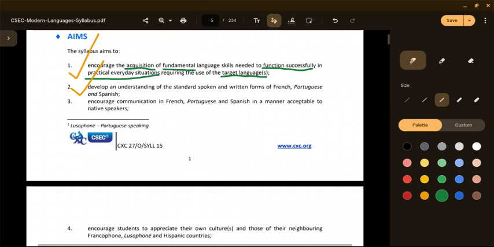Aim number 3 is saying that you need to be able to speak. They don't say speak or write, but you need to be able to communicate in such a way that a native speaker can understand you, right? And I would say that would mean reading or writing. I don't know why they didn't express that.